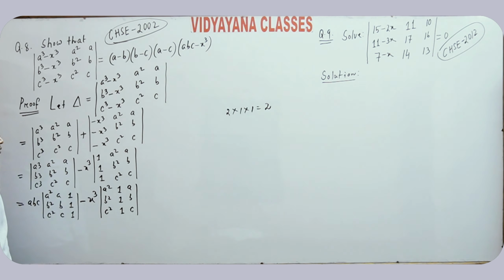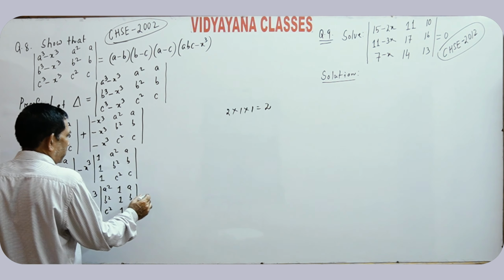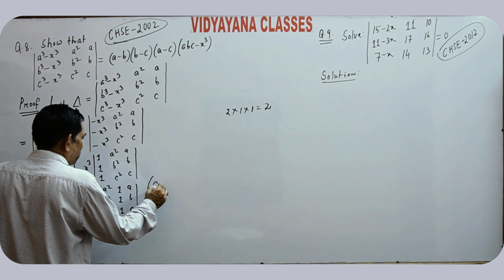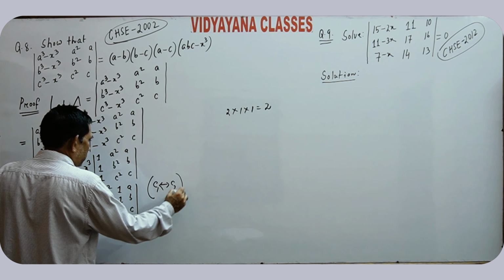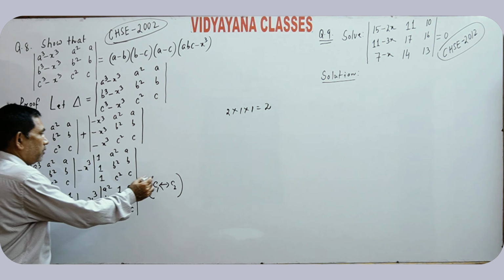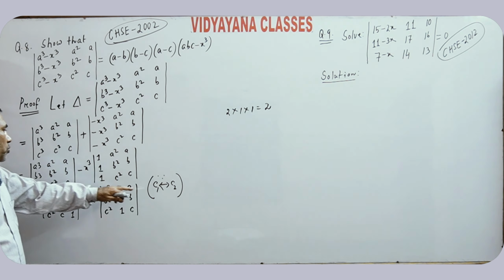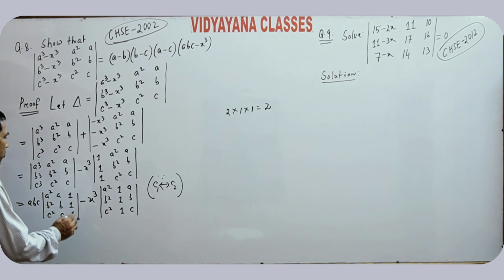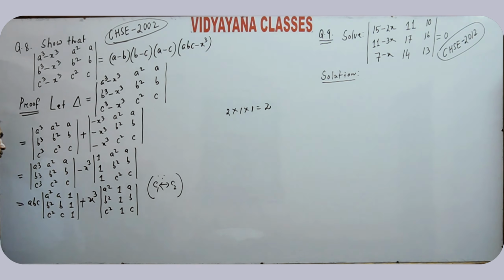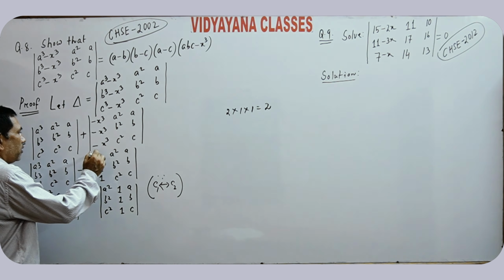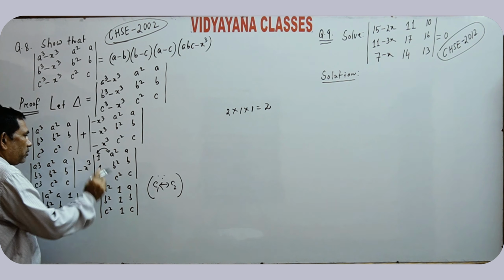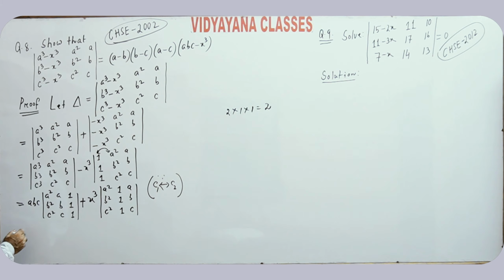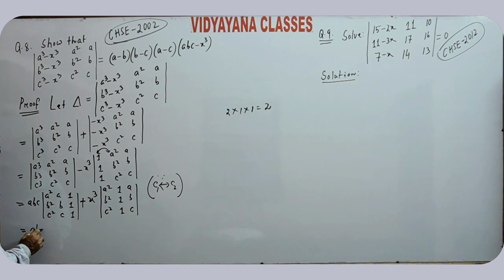Row 1 and row 2 are interchanged. C1 is replaced by C2, C2 is replaced by C1. If two adjacent rows or columns are interchanged, then the sign of the determinant changes. So it will be plus. Column 1 and column 2 are interchanged, so the sign changes, which is the same as ABC, A square, B square, C square.